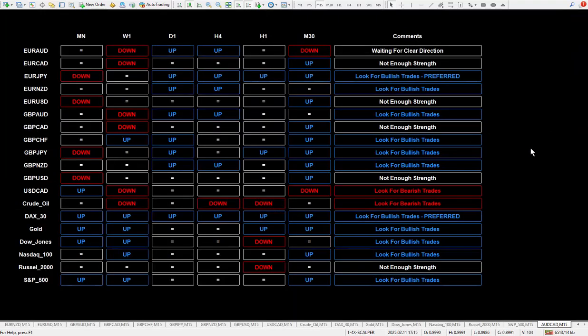Now here is my daily trade plan. It's running in real time. The time happens to be at 10:30 approximately. So the market has shifted. So that's why we see a lot of white in here, either waiting for clear direction, not enough strength. But the market is moving and my daily trade plan analyzes from the monthly all the way down to the 30 minutes. And within the comments here, it makes suggestions. Look for bullish trades, bearish trades, and some will even be preferred.